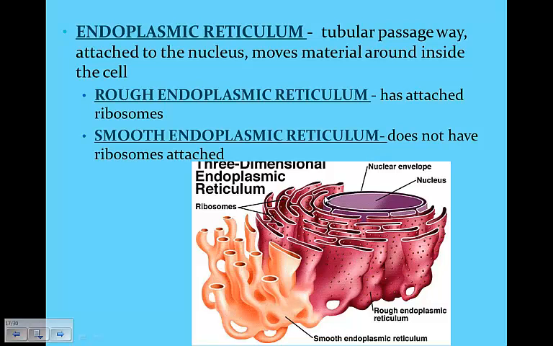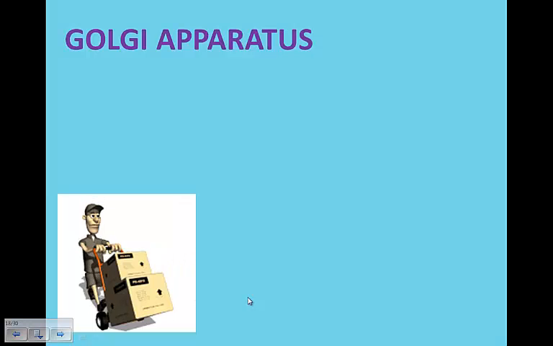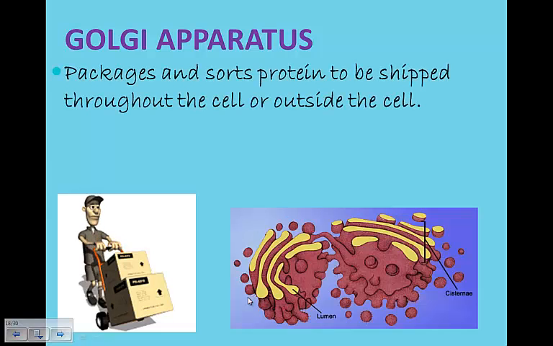First of all, the endoplasmic reticulum is made of these flattened passageway vacuoles, or saccules, so you can see they're attached to the nucleus. So the information from the nucleus is going to move through the endoplasmic reticulum. It moves the material around inside the cell. Again, here's the rough endoplasmic reticulum, which is dotted with ribosomes. The smooth one does not have any ribosomes on it.